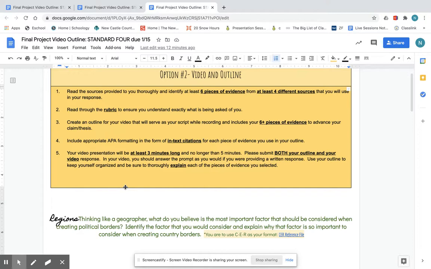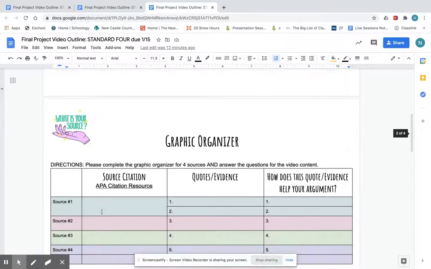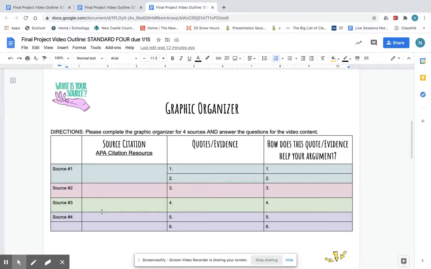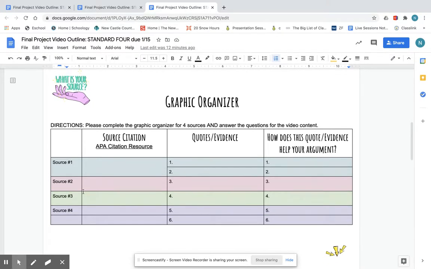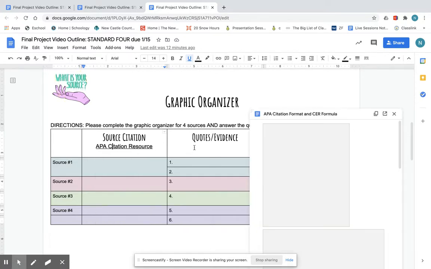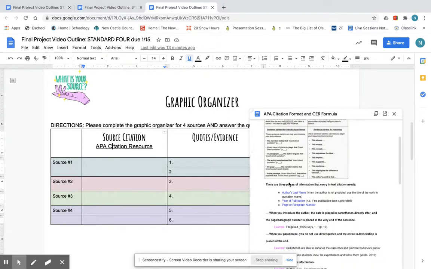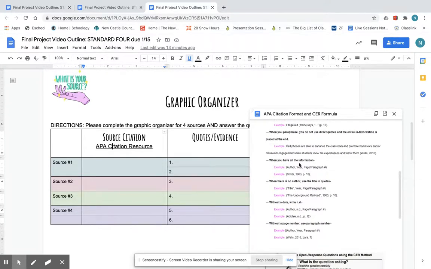Since all 3 options are structured the same, I'm going to go through this one. Looking at this one, the first thing that you have to complete is the graphic organizer. This includes the 4 sources that you're going to use with the APA citation resource. Now, this APA citation resource will let you know the ways to create your CER, but also help you to show you ways to do your APA format.